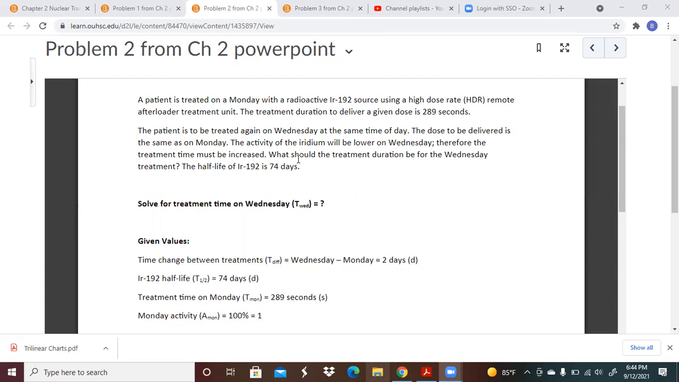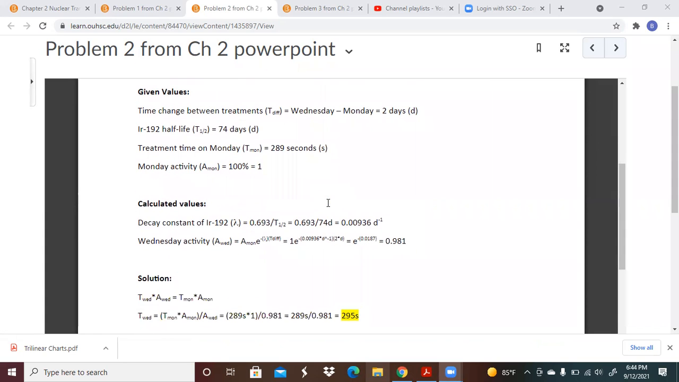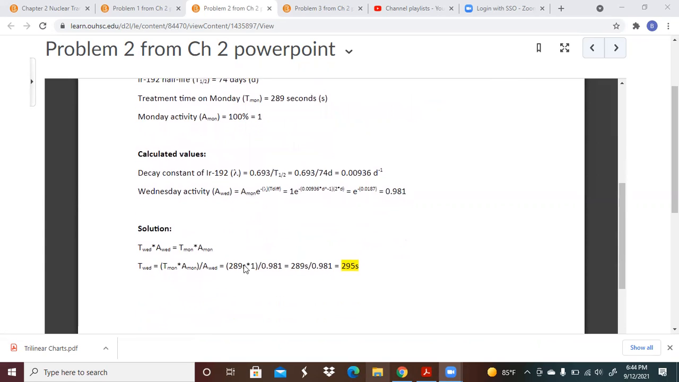So the half-life is 74 days. We're going to solve for the treatment time on Wednesday. So we know the difference in days between the two treatments. We know what the half-life is. We know the treatment time on Monday is 289 seconds, and we know the Monday activity. We're going to just reference that as 100% or just 1, in order to have some level of activity to reference, some absolute value.